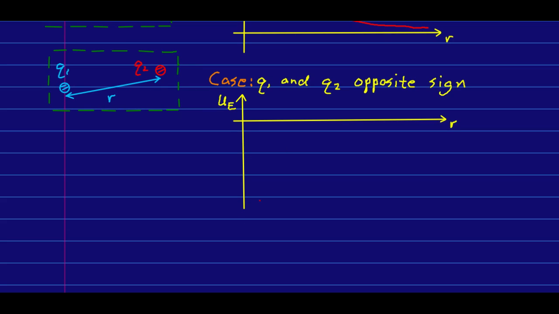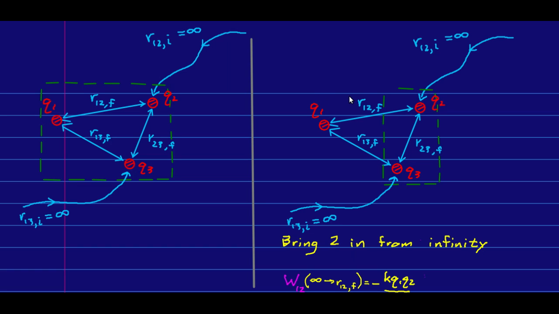Again, the potential energy goes to 0 at infinity, but now we have a negative 1 over r curve. And again, we already knew that when charges have opposite sign, they have more potential energy when they're farther apart. And that's what this curve is showing. Although note that the potential energy is always negative, it's simply less negative when r is large. What if we have more than 2 charges?